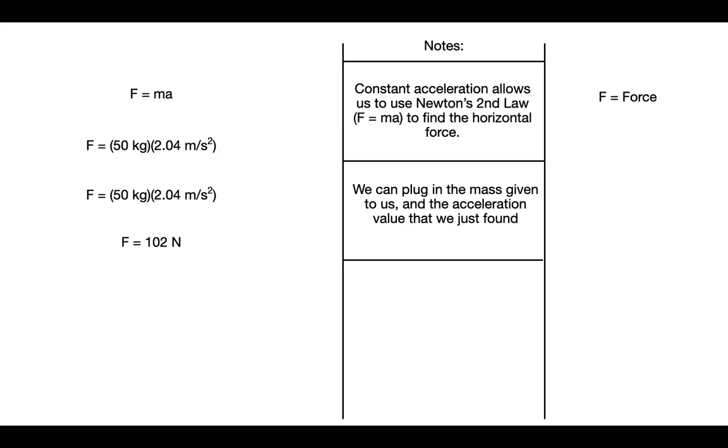Now that we have the acceleration variable, we can find the horizontal force. Because we can assume that the sprinter is in constant acceleration, we are able to use Newton's second law, which states that force equals mass times acceleration. Now that we have an equation, all we must do is plug in 2.04 meters per second squared as the acceleration value and 50 kilograms for the mass value. And we get a horizontal force value of 102 newtons.